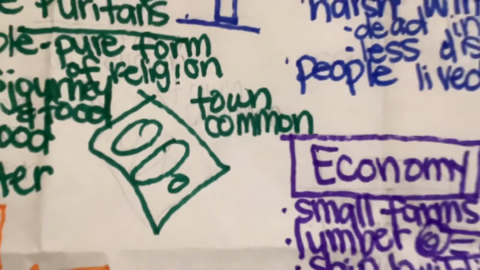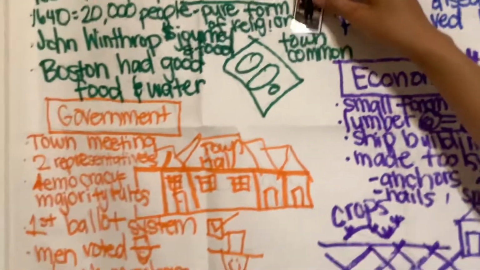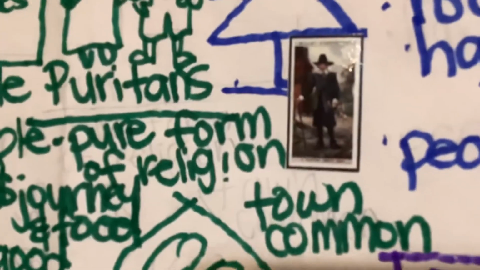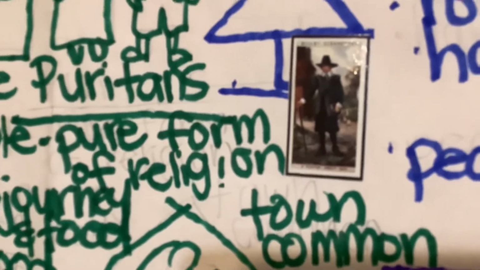John Winthrop was the founder of the Massachusetts Bay Colony, and John Winthrop was given money for his journey and for food.